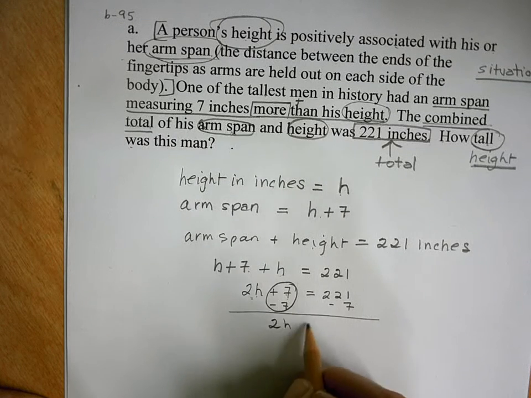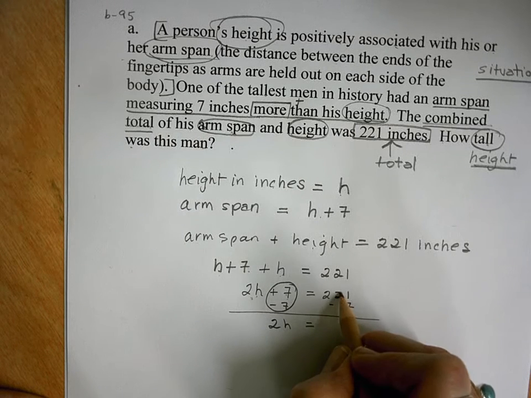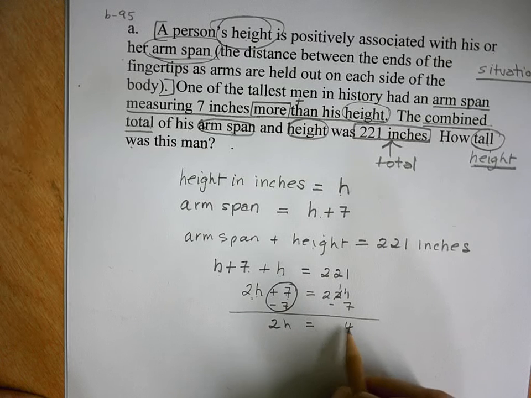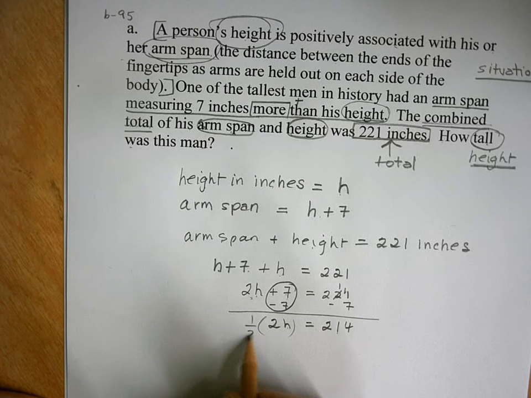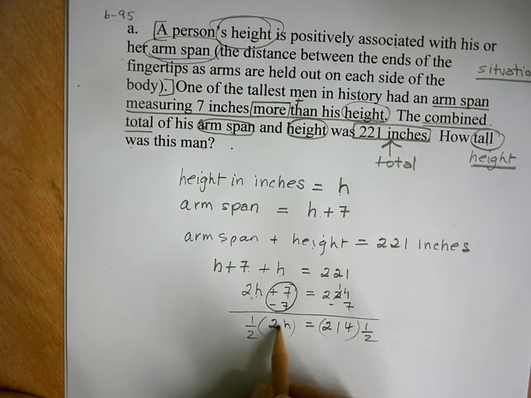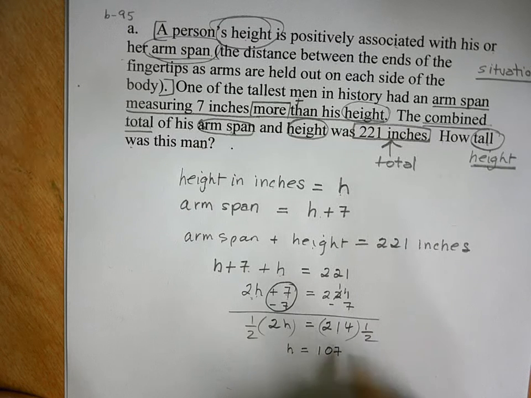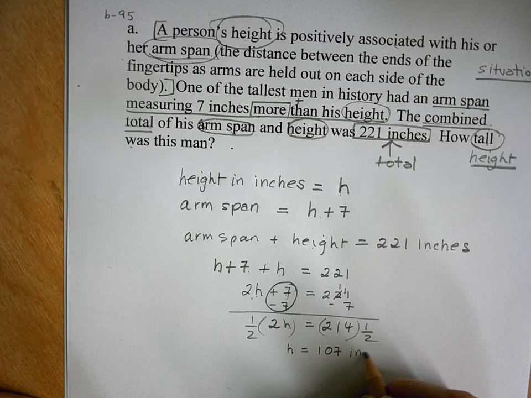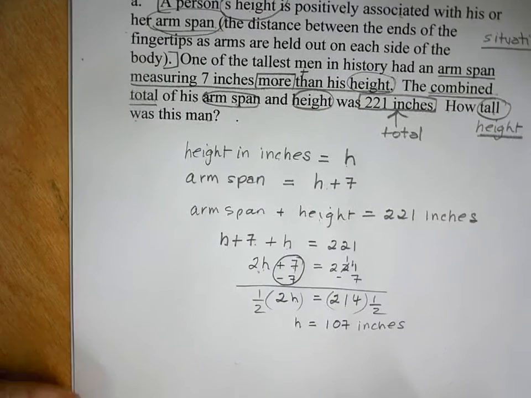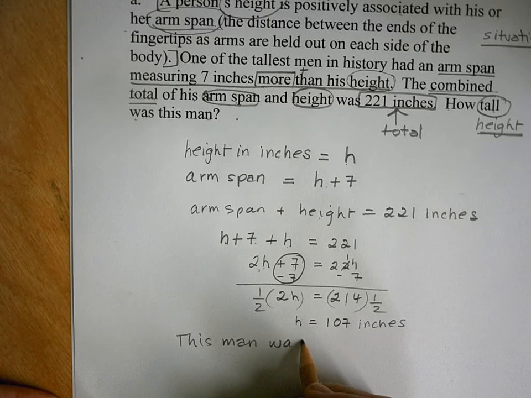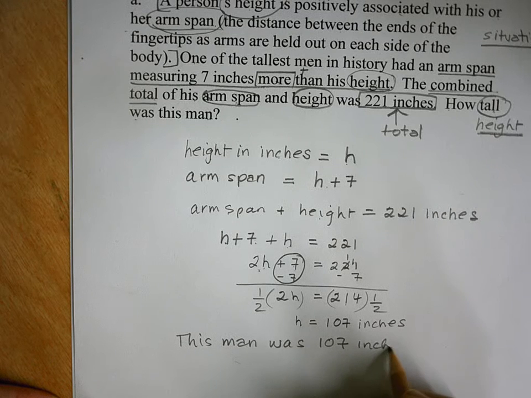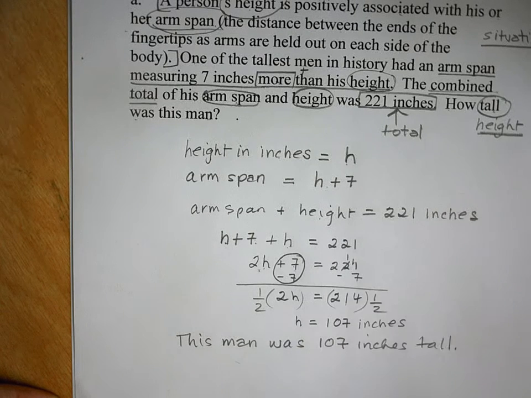So I have 2 h's equal 221 minus 7, let's see. 11 minus 7 is 4. 214. So 2 times what gives me 214. Another way to look at it is, what is 1/2 of 2 h's? What is 1 out of 2 h's? And so my h is going to equal 107. So his height is 107 inches. I want to write a complete sentence about that. This man was 107 inches tall.